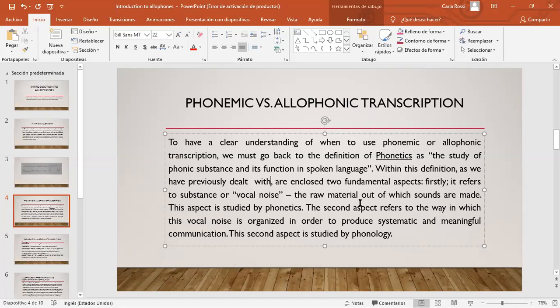Broad transcription is for phonology. Sorry. Hi again, Carla. Are you listening to me? Yeah, I am. Broad transcription is referred to phonology, I think, and narrow transcription is about phonetics. Which one is allophonic transcription and which one is phonemic transcription? Narrow transcription is allophonic.